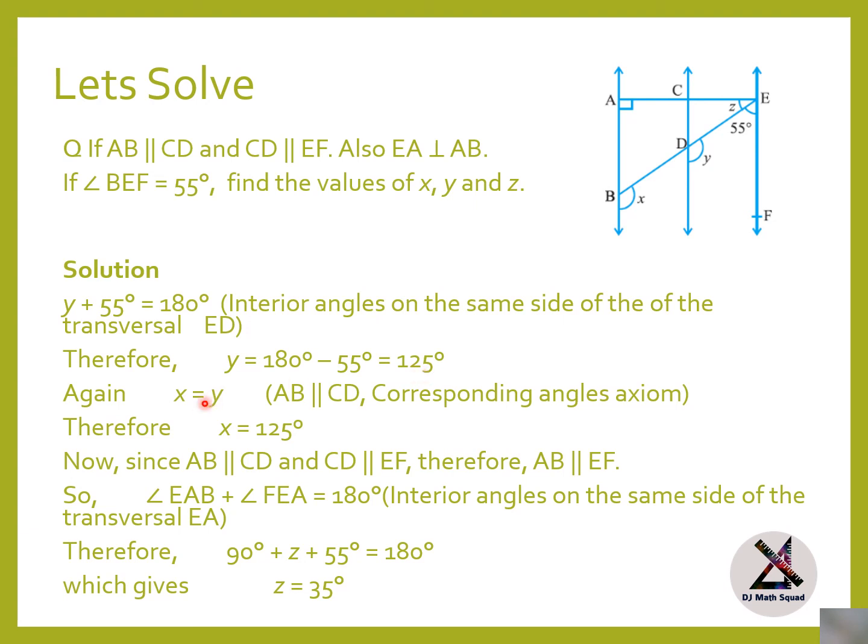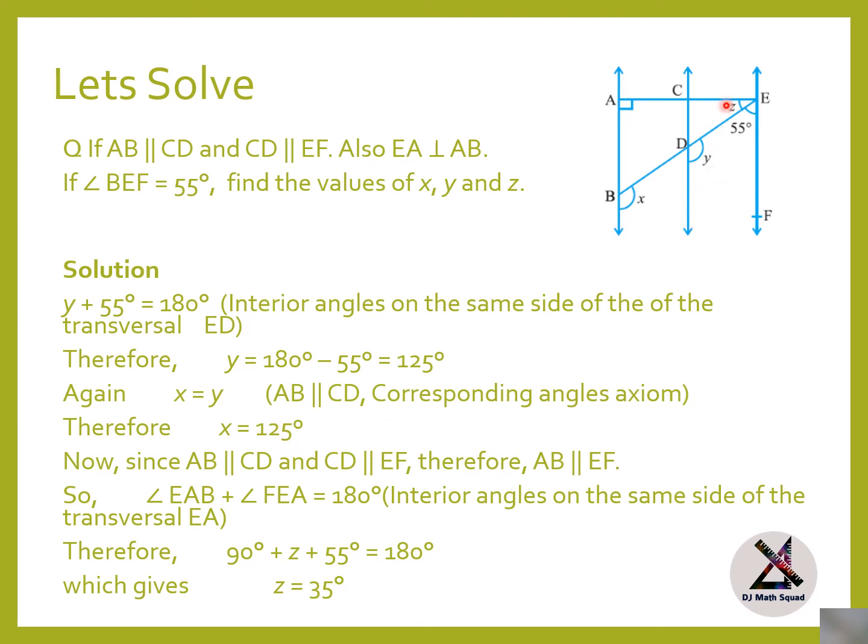Right? Now X is equal to Y. See in the figure, X equal to Y, because these two lines are parallel, it means they are corresponding angles. So that's why X is equal to Y. That's why X is also 125.